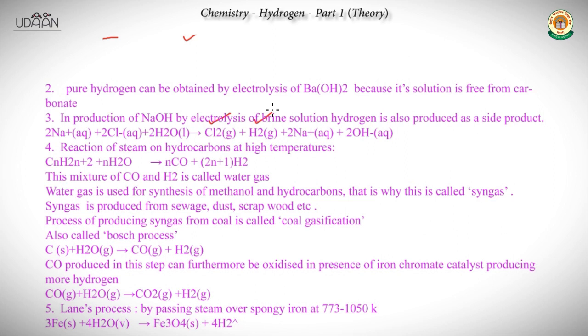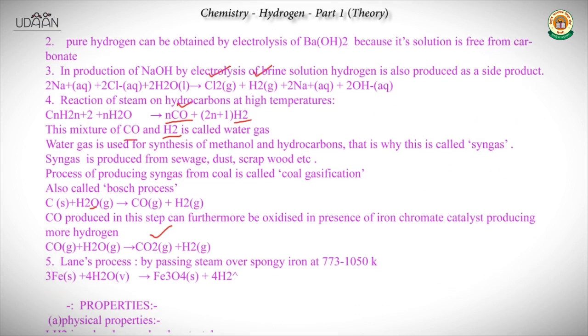And the fourth one is reaction of steam on hydrocarbons. When hydrocarbons are reacted with water, CO gas is produced and hydrogen gas is also produced. The condition of high temperature is important. This mixture of CO gas and H2 gas is called water gas. Now this CO gas can also react with water to give us CO2. When this CO gas is reacted with water, the equilibrium shifts in the forward direction.